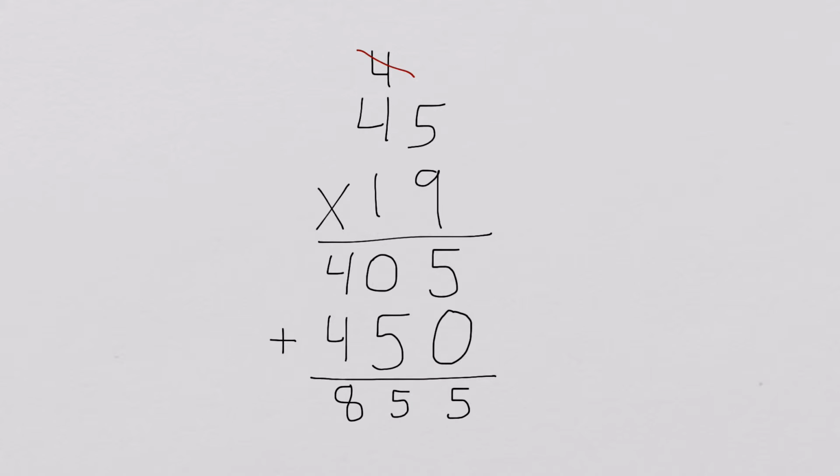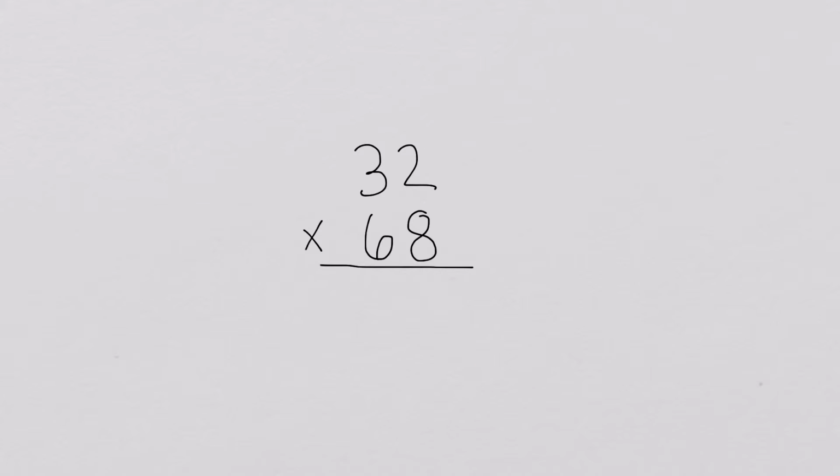Let's try another example. Alright, this time we've got 32 times 68. So let's take our ones digit from the bottom and multiply it by our 2 digits up at the top. 8 times 2 is 16, put down the 6, and we carry the 1 up top. 8 times 3 is 24, plus 1 is 25. And remember, since we used that 1, let's cross it off.